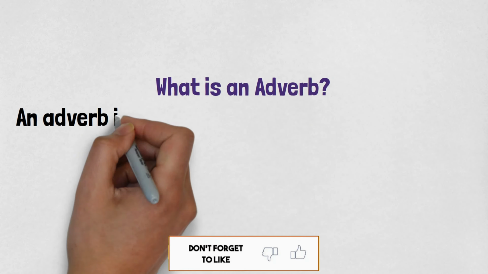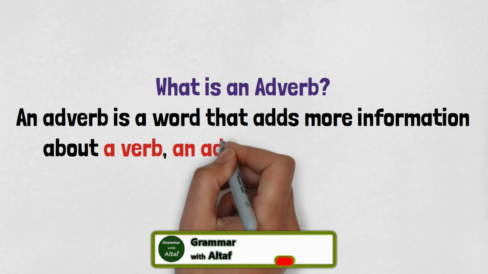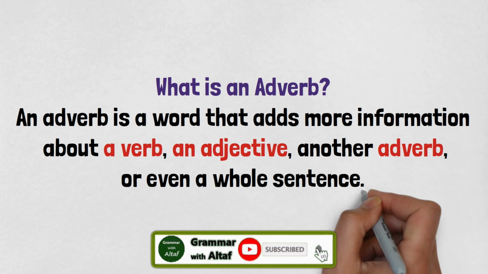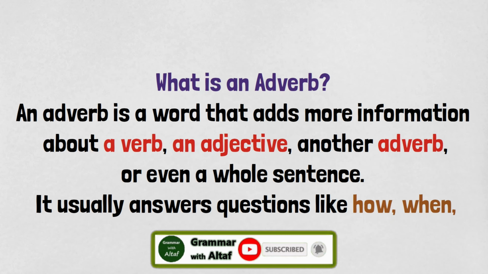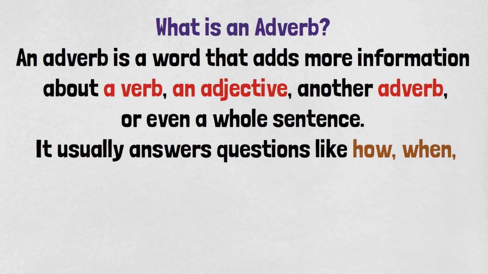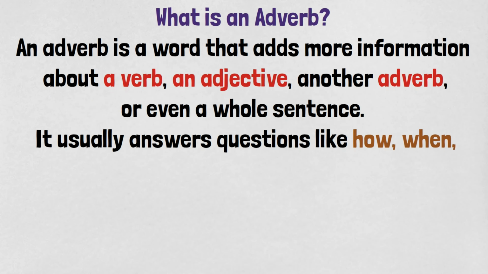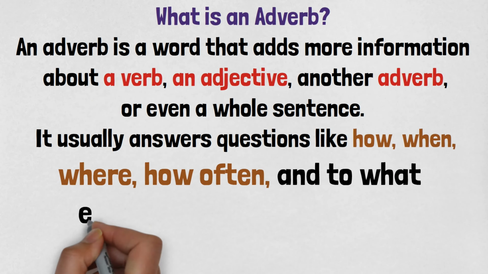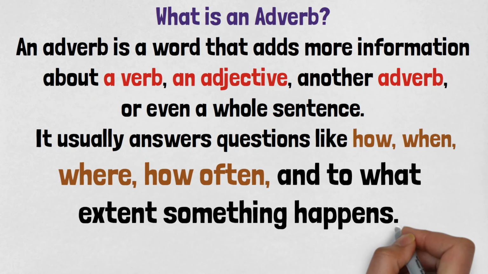What is an adverb? An adverb is a word that adds more information about a verb, an adjective, another adverb, or even a whole sentence. It usually answers questions like how, when, where, how often, and to what extent something happens. Think of an adverb as a word that gives extra meaning or detail to an action or description.